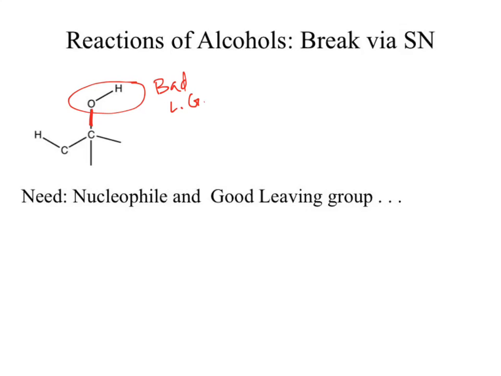So what do we have to do first? We have to activate that alcohol to act as a better leaving group. What's an easy way to make it a better leaving group? Turn it into water. Let's make it water. What did the alcohol act as in this first step?